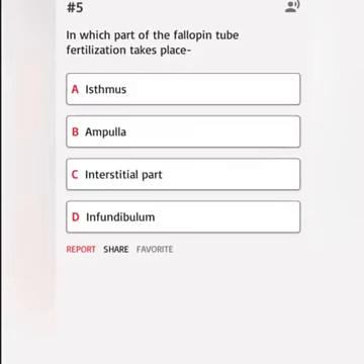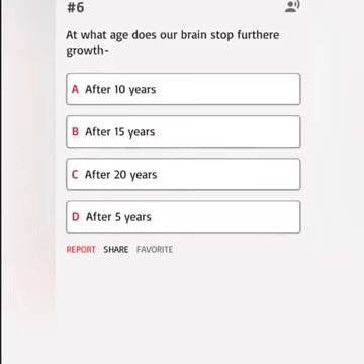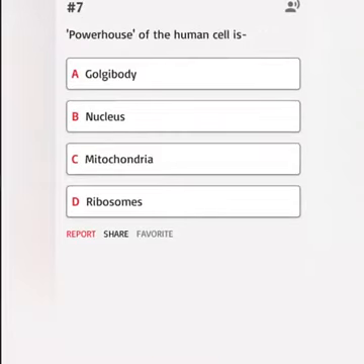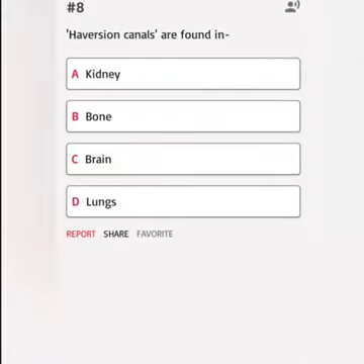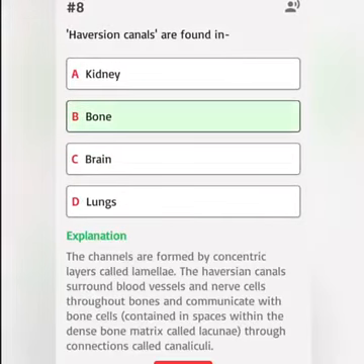In which part of the fallopian tube fertilization takes place? A. Isthmus. B. Ampulla. C. Interstitial part. D. Infundibulum. No. Correct answer. At what age does our brain stop further growth? A. Correct answer.